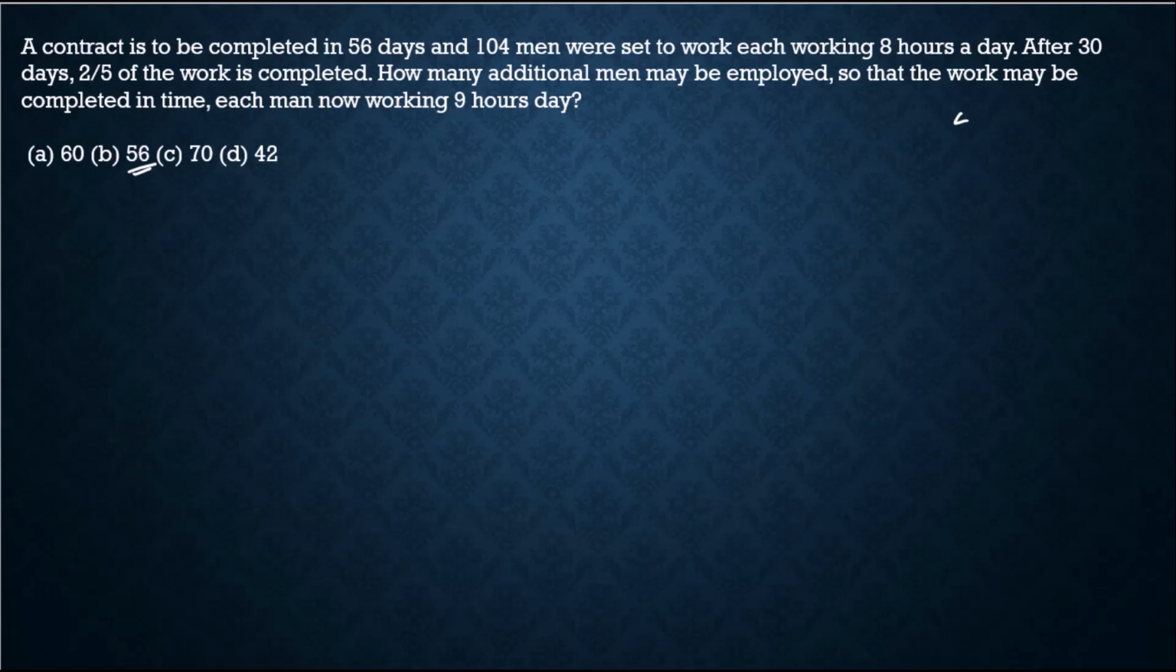Each man now working for 9 hours per day. So what is the case? We have 56 days. For the first 30 days, 104 men, each man is working for 8 hours per day, correct? 8 hours per day. In the next case, what is the case?